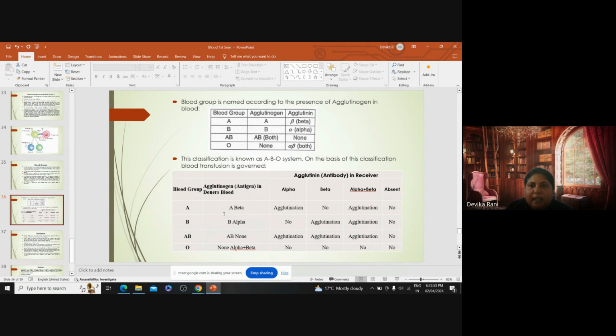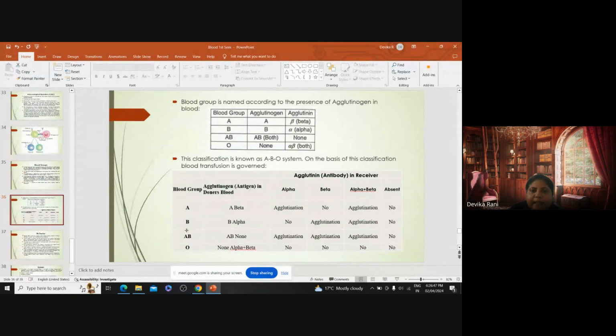So what will happen? This person has agglutinin beta and the donor has alpha, which is a person who has a B blood group. What will happen? Agglutination will happen. This will be considered a threat, and the antibody will attack the antigen and clumps will form. But if a person with A blood group gets blood from a person with A blood group, since the agglutinins are the same, there will be no reaction and the blood can be given to this person.